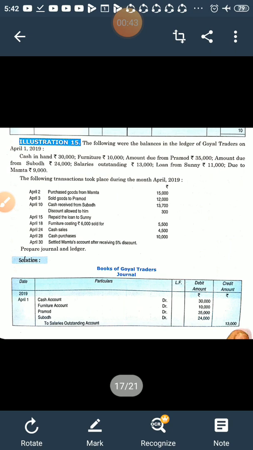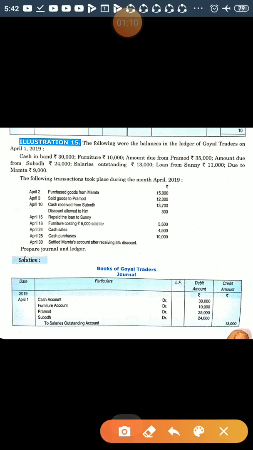Comprehensive in the sense that it also covers the opening entry. How will you start with the opening entry given in the journal and how will you post them into the ledger? So practically how we can do it, I will discuss today.